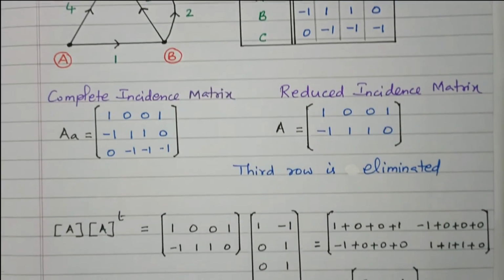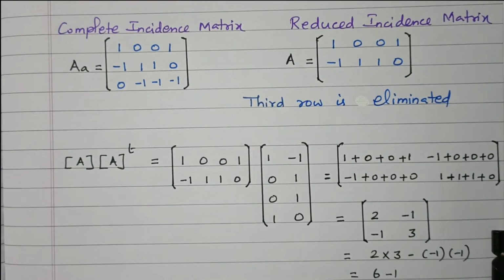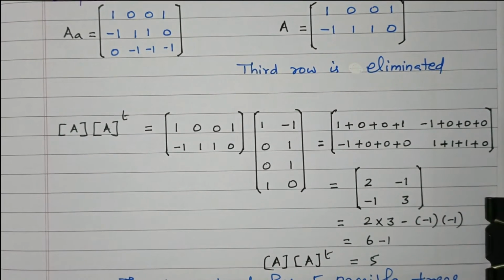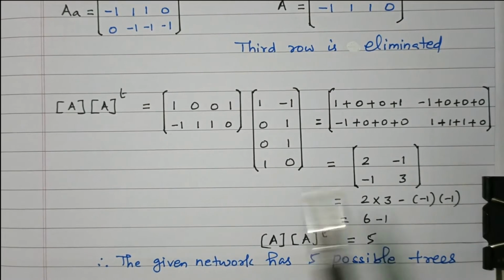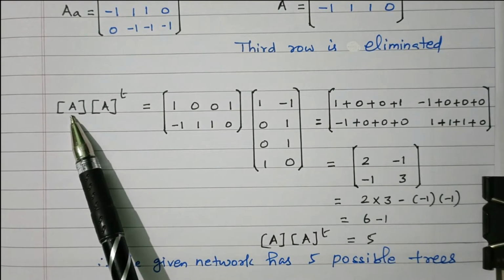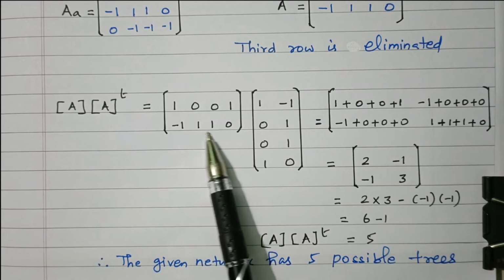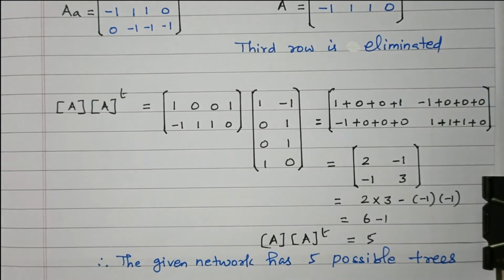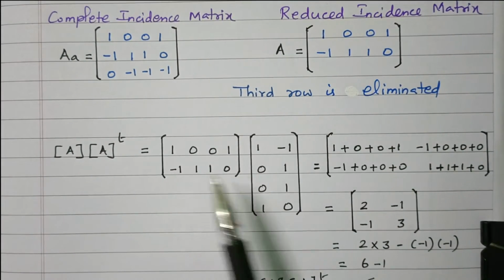Now we can go to the condition: determinant of A multiplied by transpose of A. From that we are able to find the number of possible trees. So determinant of matrix A multiplied by transpose of matrix A. This is the matrix A, the reduced incident matrix that we got earlier. So this matrix is written here.